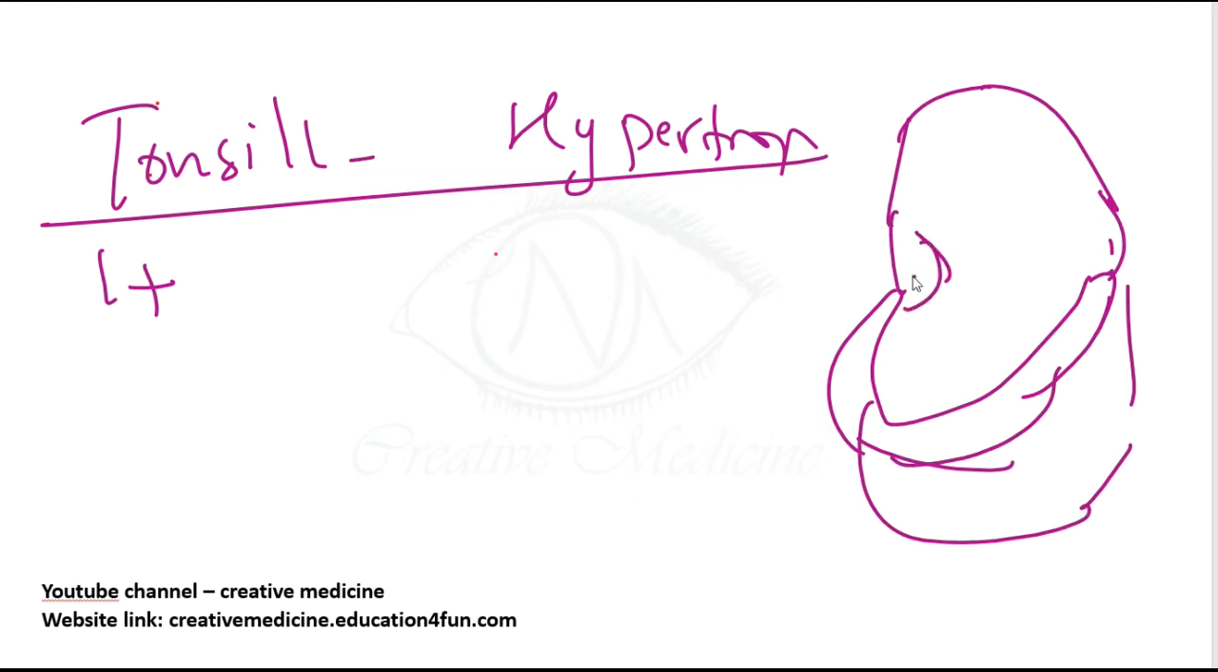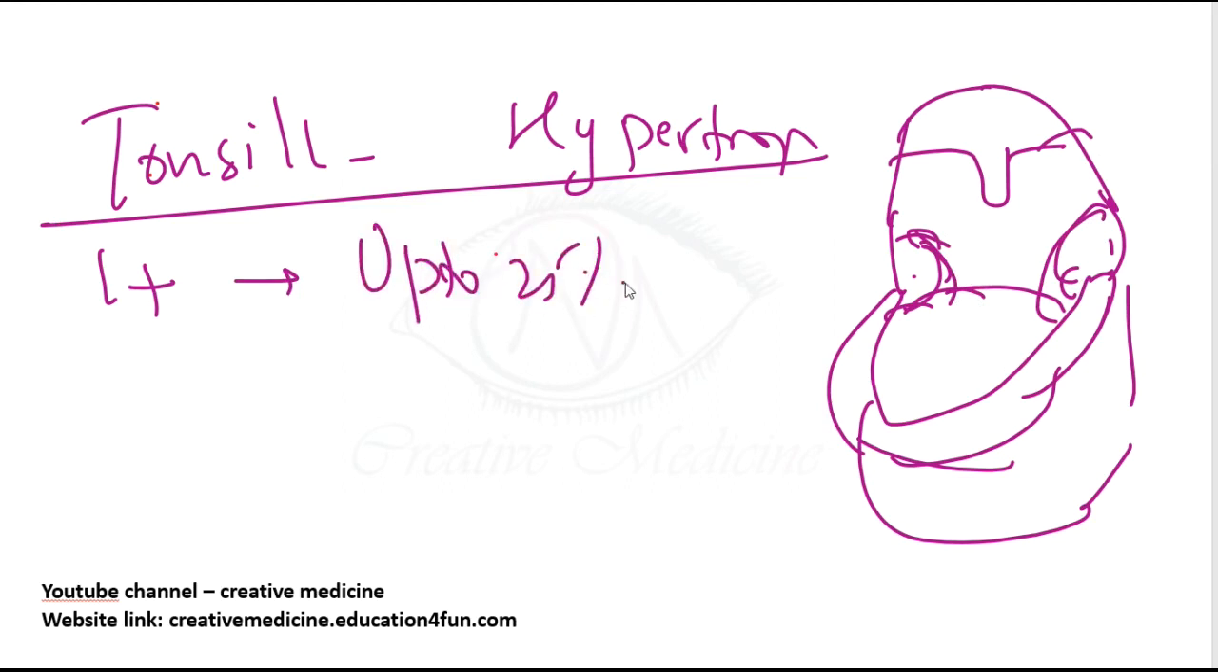There will be a little dot in the tongue like this, and here you will see the uvula. Here you will see the tonsils, right? Now, tonsillar hypertrophy is graded based on how large these tonsils become. If they become 1 plus, that means up to 25% projection of the tonsils is seen.